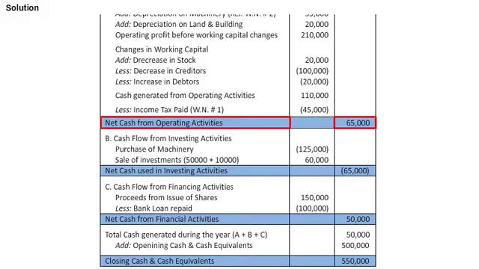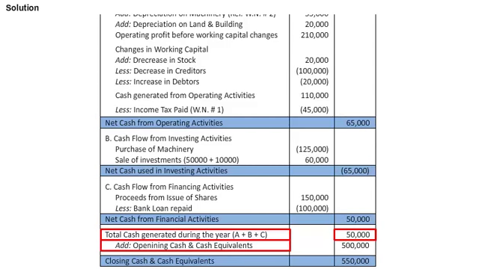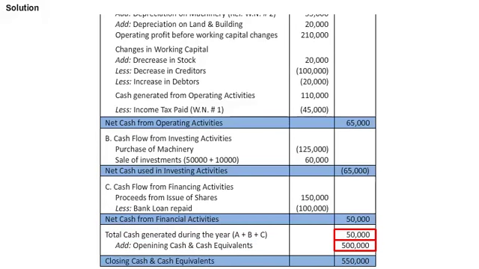All three put together: 65,000 minus 65,000 plus 50,000. That will give you 50,000, which is a positive number. So it is total cash generated during the year. Add your opening cash and cash equivalents, which is 2 lakh and 3 lakh. So that gives you 5 lakh, which is your opening cash and cash equivalents. Add that to the total cash generated during the year, you get 5,50,000, which should tally with your closing cash and cash equivalents.